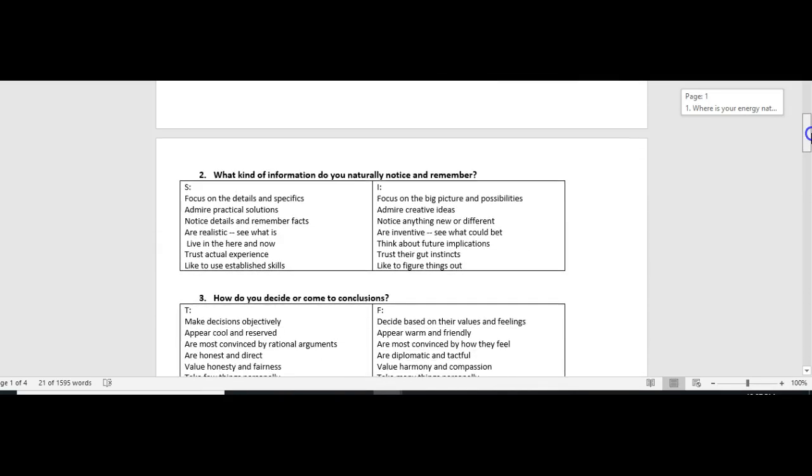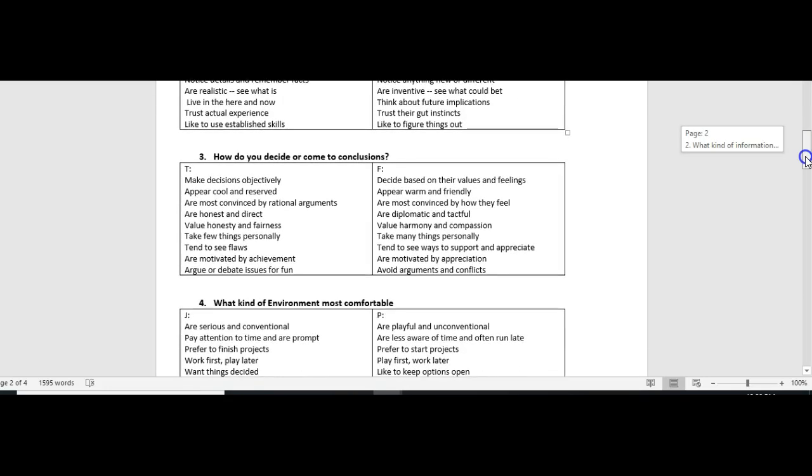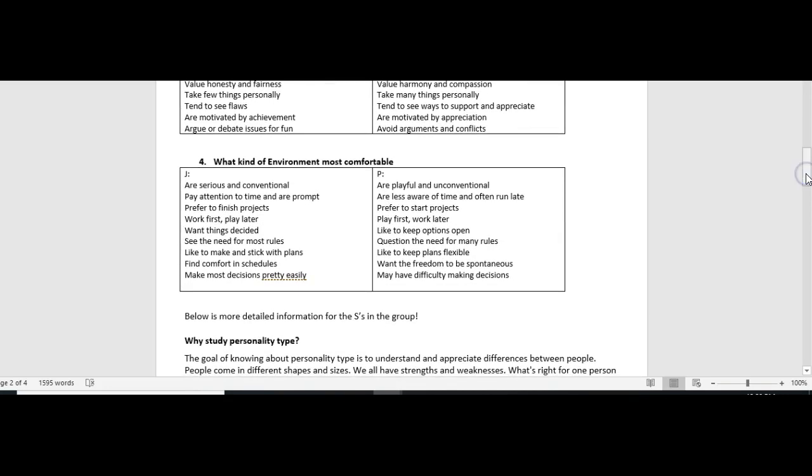Again, you've got the same thing for the kind of information, S or N. This should be N. I don't know why it's an I. Even I'm confused. So, do you rather have details, or would you rather have a big picture and possibilities? Kind of do the same thing. Which one do you have the most of on those? Then how do you decide? Same thing. And then the kind of environment. What are you most comfortable in?